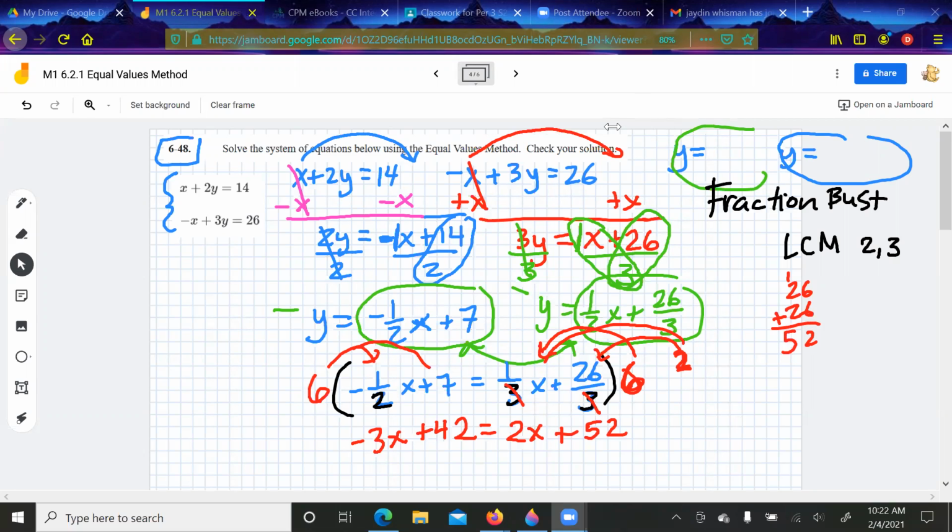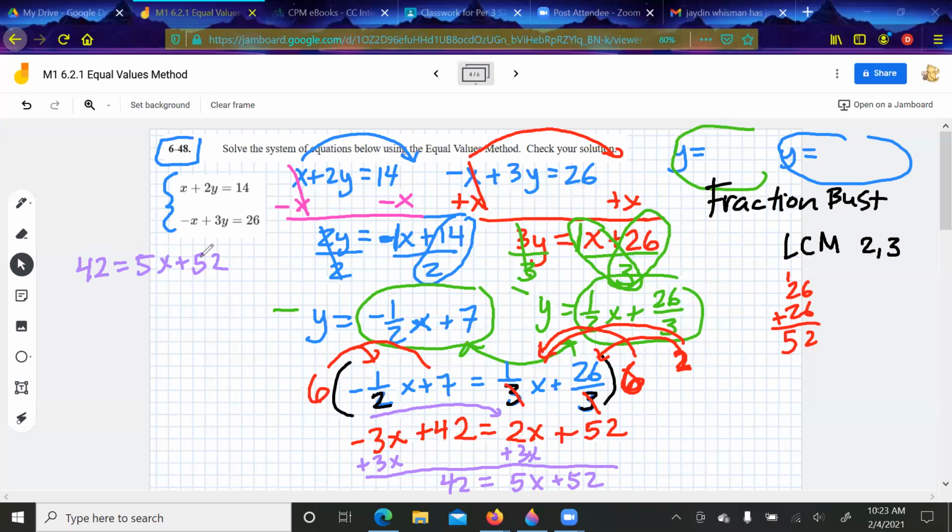So hopefully you understand how that fraction buster worked. That's an important step right there, what I just did from there to there. You can watch the video that I'm going to post later and rewatch that. All right, so I'm going to bring this 3x over here because it's a negative and I want to get rid of that negative. So let's add 3x over here, add 3x over here. And I'm going to get 42 equals 5x plus 52. No fractions. I'm running out of room, so I'm going to rewrite that over here. 42 equals 5x plus 52.